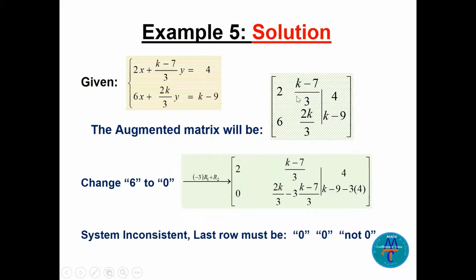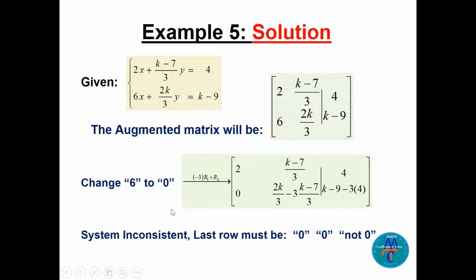Remember, minus 3 times this will be minus 3, k minus 7 over 3. You add to 2k plus 3. Please go slowly here to understand what I wrote here. Minus 3 times 4 is minus 12. You add to this. So k minus 9 minus 12.